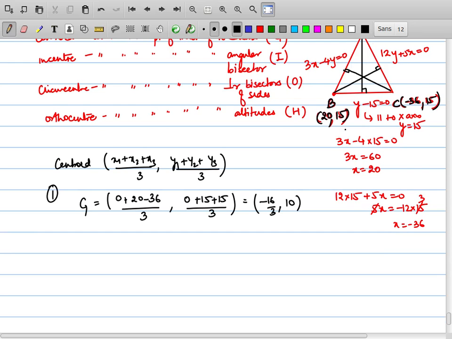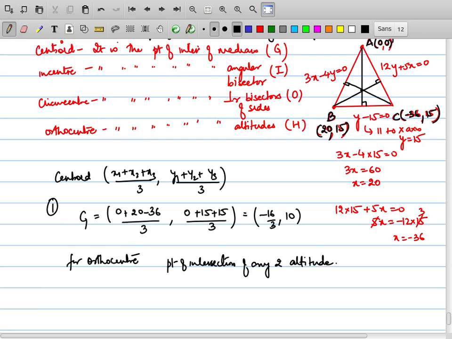Now if we can find the equation of two altitudes, for orthocenter we can find the point of intersection of any two altitudes, because all the three altitudes pass through the same point. So if we find the equation of two altitudes, we can solve them simultaneously and get this point. Now let's say this point is D, this point is E, this point is F. Now we can find the equation of BE. Why? Because BE is perpendicular to AC, and we know the equation of AC.